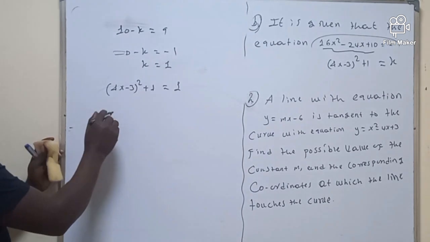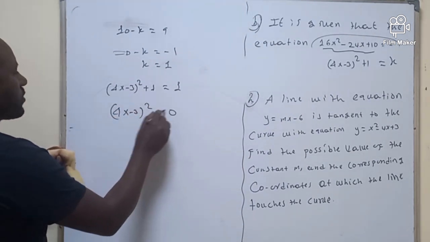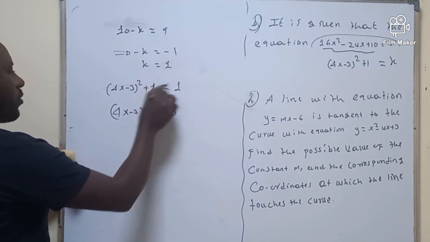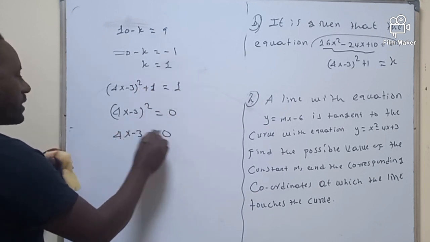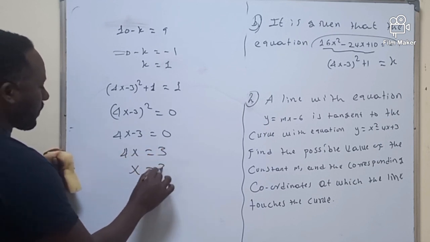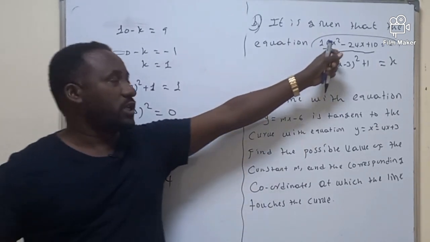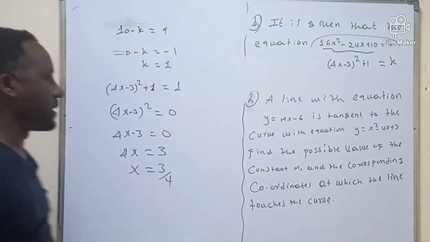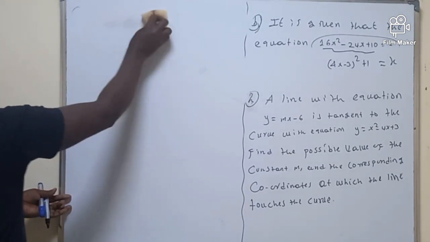So you can equate this way: (4x minus 3) squared equals 0, since the 1 is cancelled by 1. Then 4x minus 3 will be the square root of 0, which is 0. 4x will be 3, so x will be 3 over 4. So this is the one root of this equation. The problem is done. This is how to find one root of the given problem.